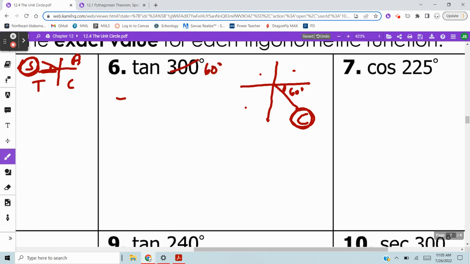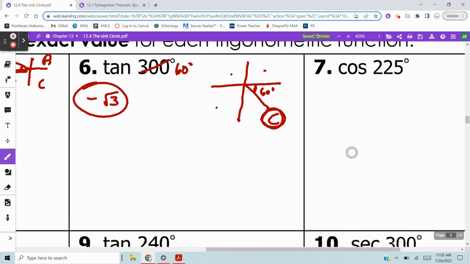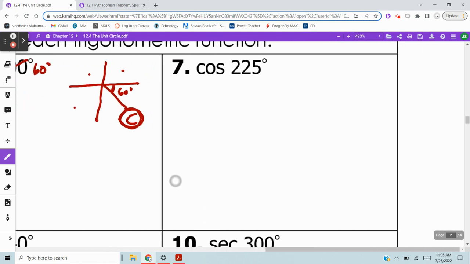The tangent of 60 is equal to root 3, so therefore our answer is going to be negative root 3. And again, the tangent of 60, for now, you can go back and look at your chart, and you can see that that is equal to root 3.